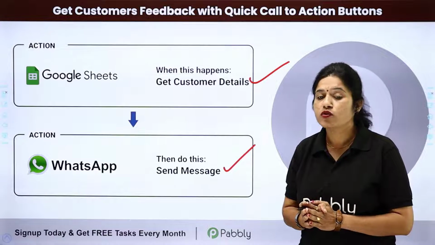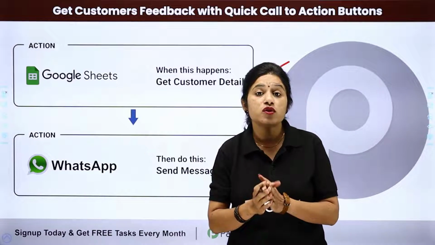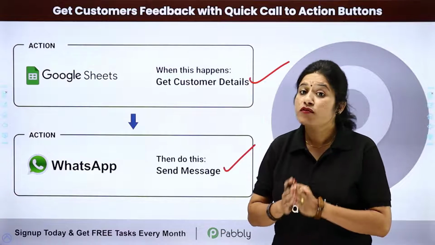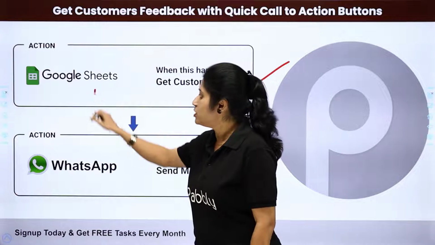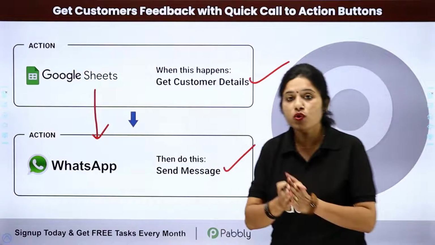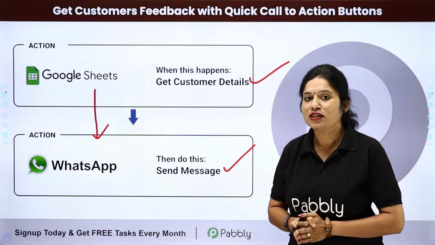So whenever the customer is going to click on any of these buttons, you are going to receive instant feedbacks. For that, you need to integrate your Google Sheets with WhatsApp. So how can you set up this automation? For that, you need to come to my screen.